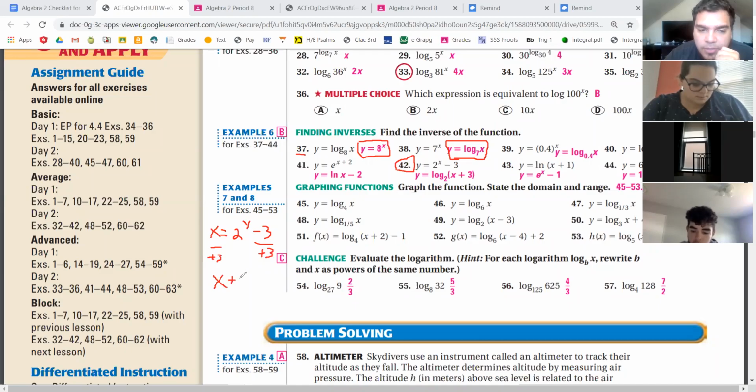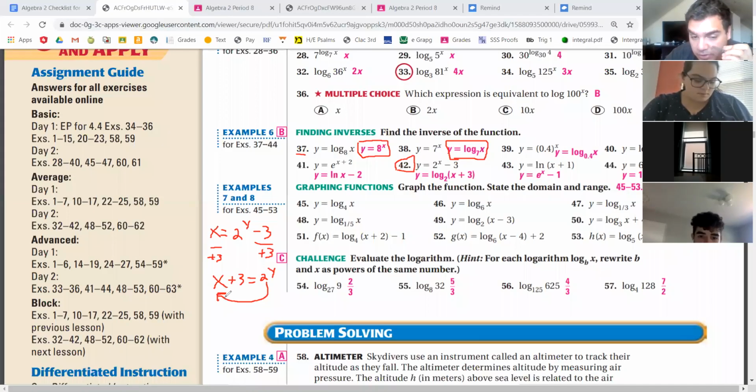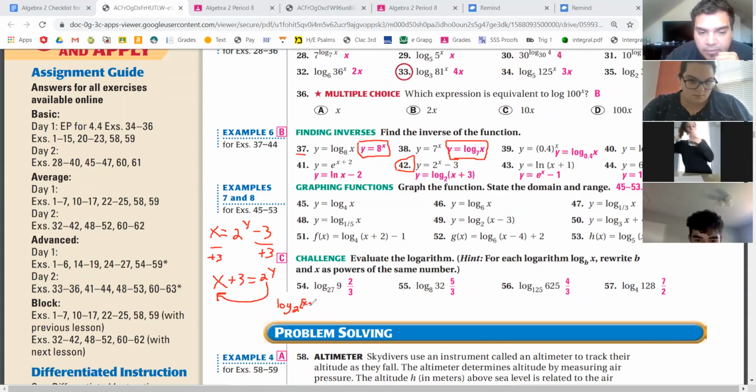X plus 3 equals 2Y. Now, in 2Y, 2 is the base of an exponent. Because it started as the base of an exponent, it's going to become the base of a log. So it's going to become log base 2. We're going to use parentheses because everything is going to go on top of this base: log base 2 of (X plus 3) equals Y. Now the Y is normal size, and that matches what we have here.